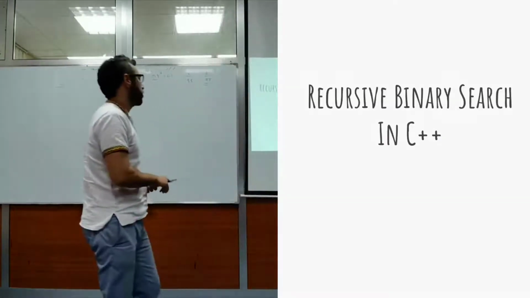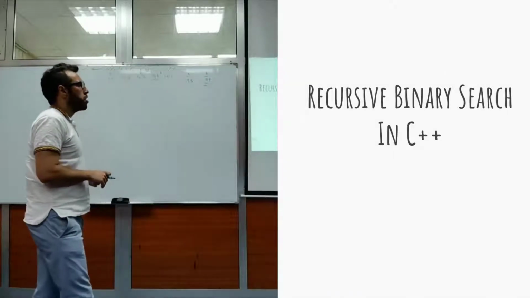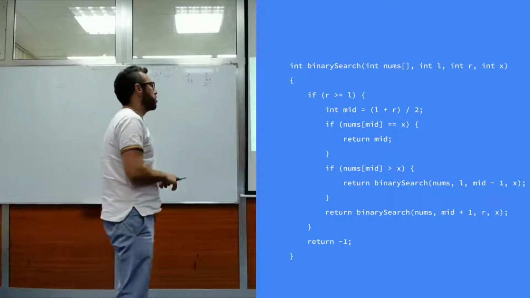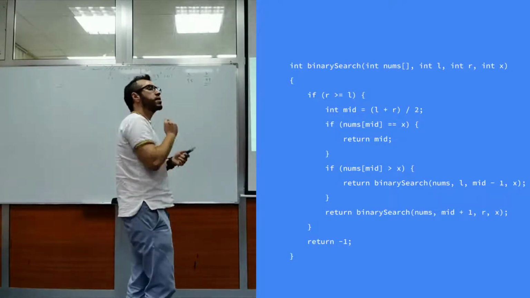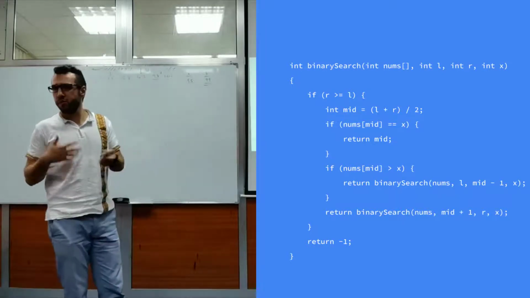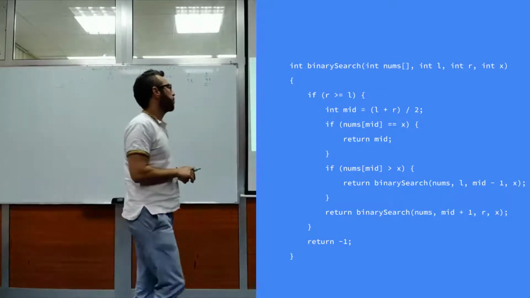Now let's take a look at the code. We get the numbers, we get left, right, and the x value that we are looking for. For this one, instead of looking for the closest one, it is just checking the exact match. But obviously you know how you can modify the method.